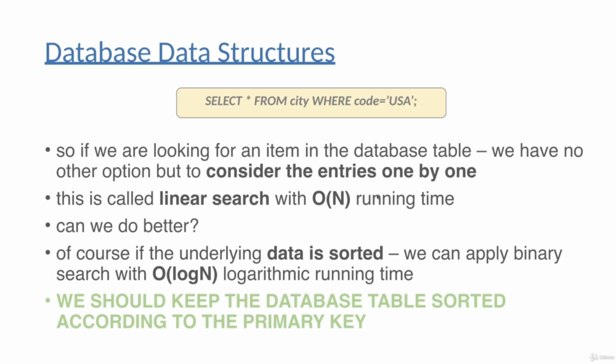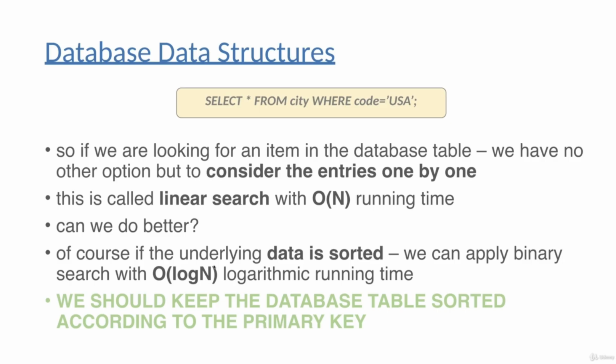So a good question is, is it a good approach? Of course not. We can do better if we keep that underlying data in a sorted order. So we can apply binary search, which means that we can reduce the linear running time complexity to logarithmic running time complexity, which is way faster. So what is the solution? We should keep the database table sorted according to the primary key, for example, and this is how we can achieve logarithmic running time complexity.